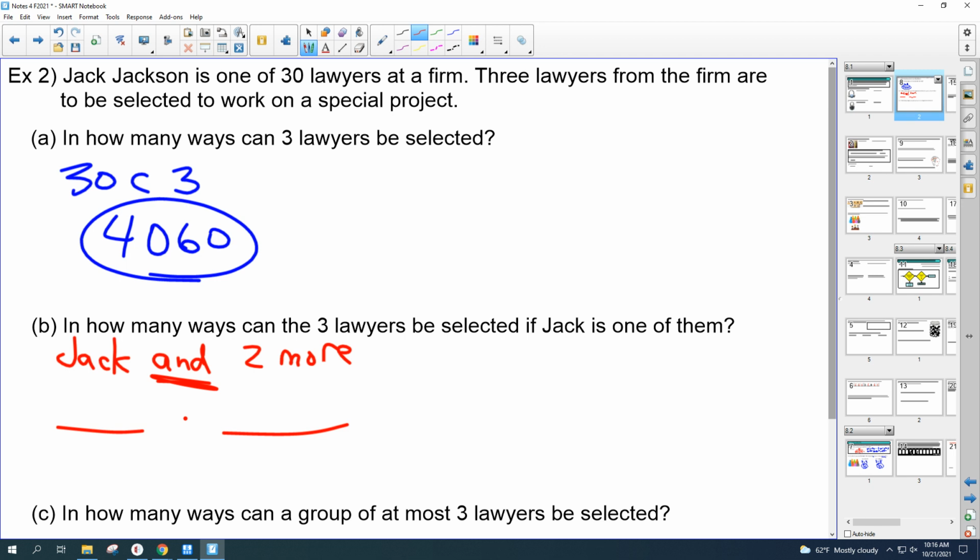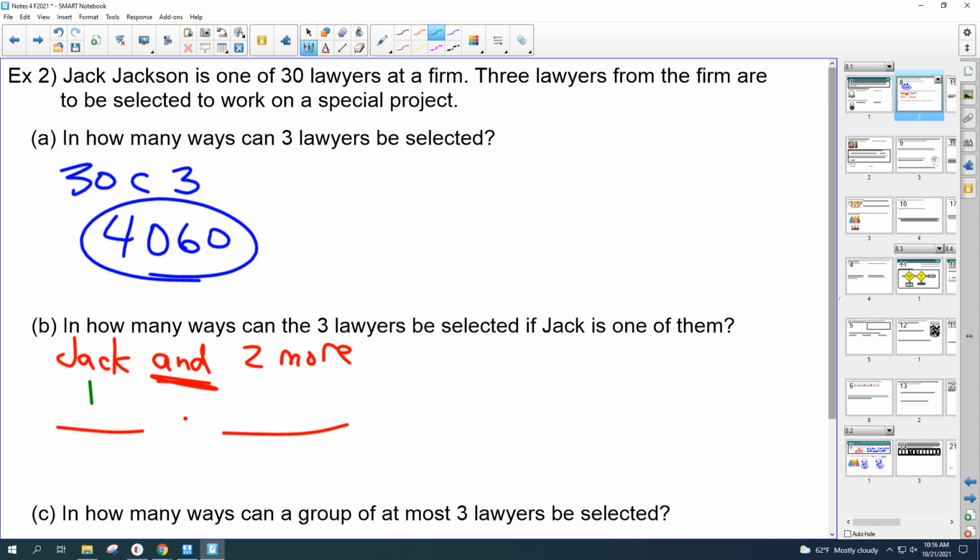So how many ways are there of picking Jack? There's only one Jack, right? Jack Jackson, lawyer. Now we need to pick two more. So two more, is that a group out of a group? That's a group out of a group. So you want to pay attention to that. You want to constantly come back to that question. I'm picking a group of two out of how many lawyers?